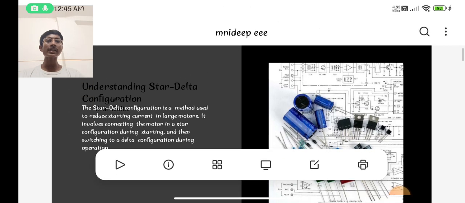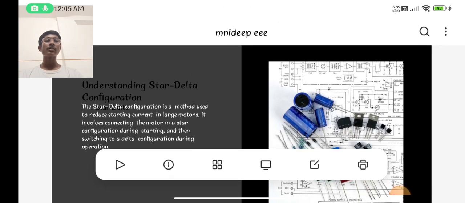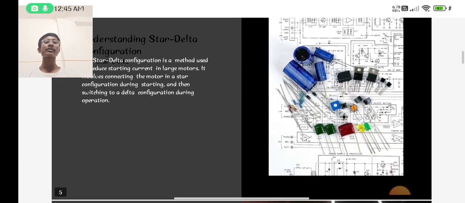Understanding star delta configuration. The star delta configuration is a method used to reduce starting current in large motors. It involves connecting the motor in a star configuration during starting and then switching to a delta configuration during operation.